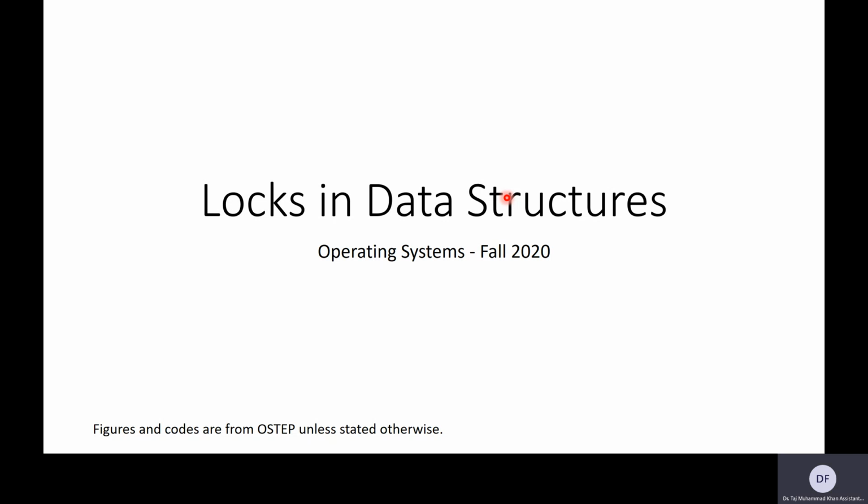In this chapter, which is chapter 29 of your book, we'll continue the same thread and see some examples of locks in data structures. How do we use locks inside data structures when we have global data structures shared between multiple threads, and multiple threads are trying to modify these shared global data structures concurrently? So let's see some examples.